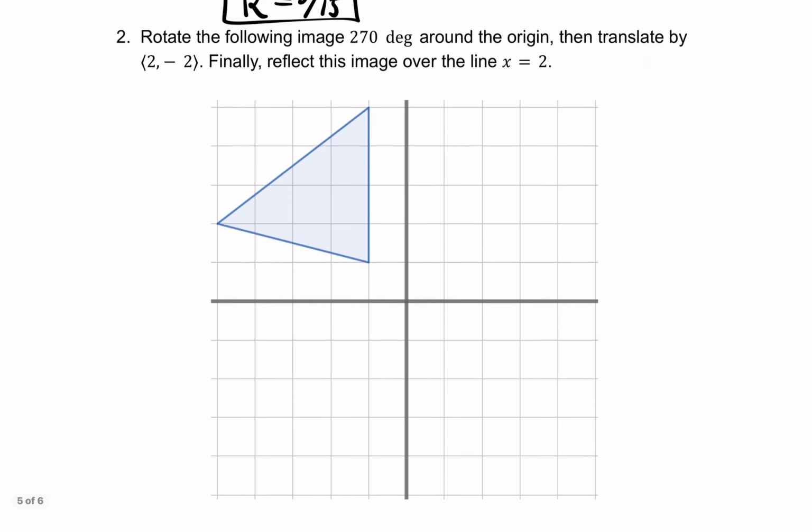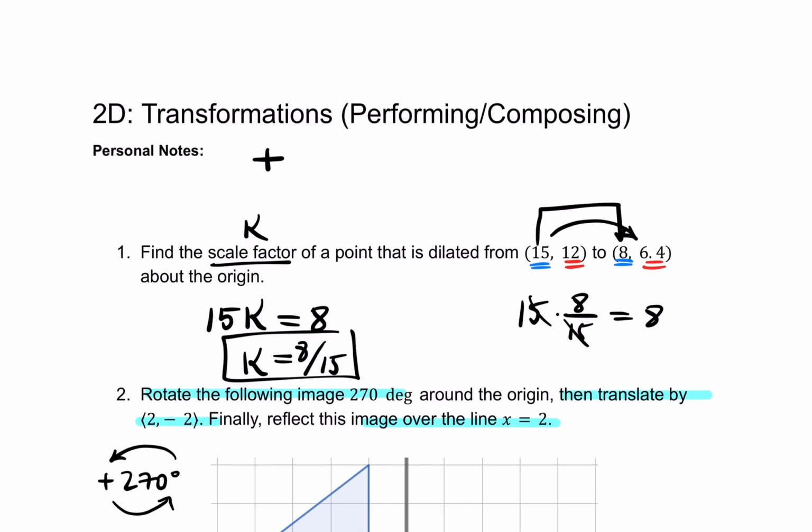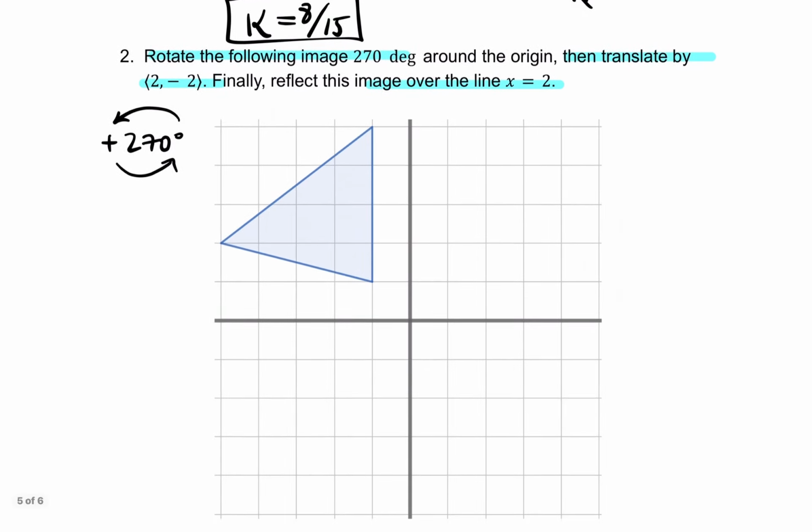This one is a little more involved. We're doing 3 transformations. We're going to first rotate, then we're going to translate, then we're going to reflect over this line. So, firstly, to rotate something 270 degrees, remember in math, a positive rotation, maybe this is something to write in the notes, a positive rotation in math is counterclockwise. A negative rotation in math is clockwise. So it's backwards in math. You can thank physics for that. We didn't want it that way.